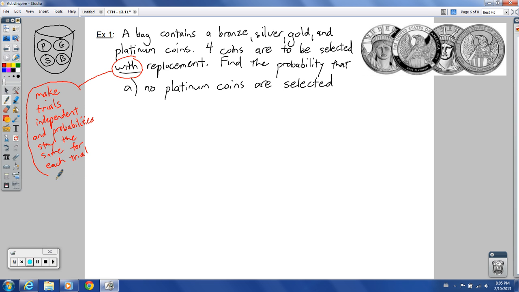Okay, so that's a little side note. I think it's important to note that. So that fulfills our 3 steps there. That fulfills at least step 3. The other 2 were fulfilled by what else we have in here. So no platinum coins are selected.